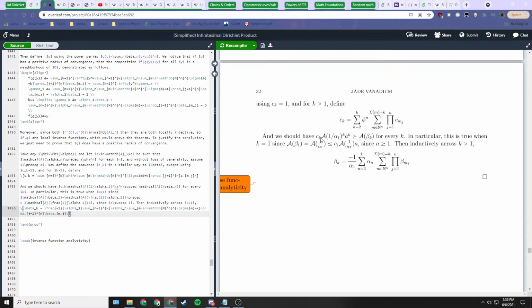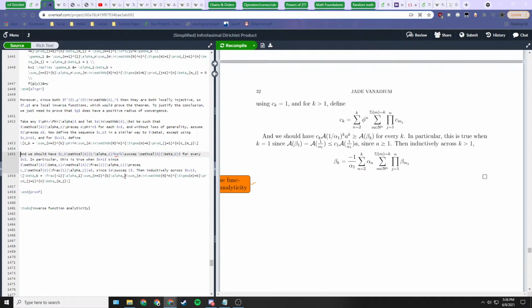Okay, so we have c_k equals 1, k greater than 1, we define this. So we're going to do c instead of delta. And we were saying we should have c_k times these things bounded below by absolute value of beta k. So this is true when k equals 1, since absolute value of beta 1 is just 1 over alpha 1. This is bounded by c1 times a of 1 over alpha 1 times a, since a is larger than 1 and c1 equals 1. Then inductively across k, we just use this definition.